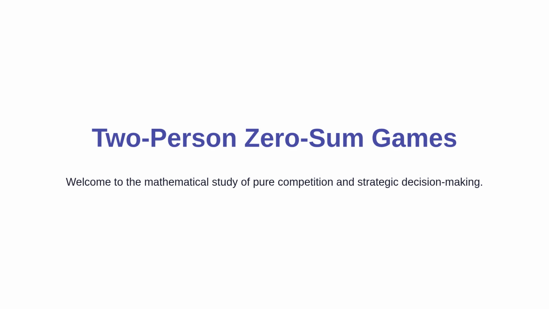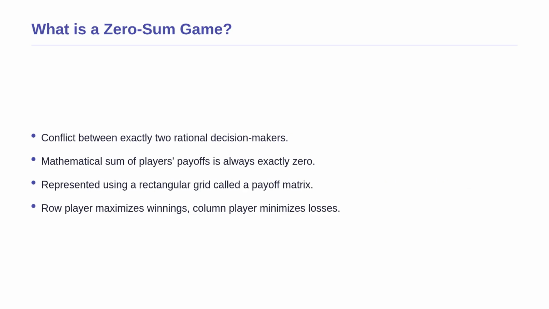Today, we are going to explore the fascinating mathematics behind these situations of pure competition, where cooperation does not help and one person's victory is entirely built on the other person's defeat. Now that we have a basic intuition, let us define this formally.